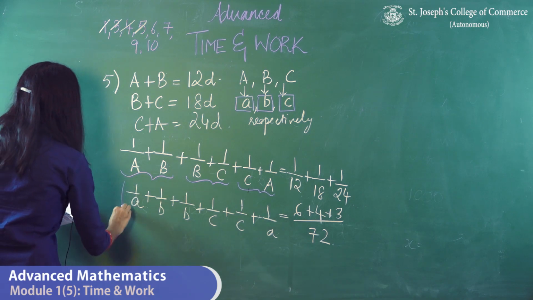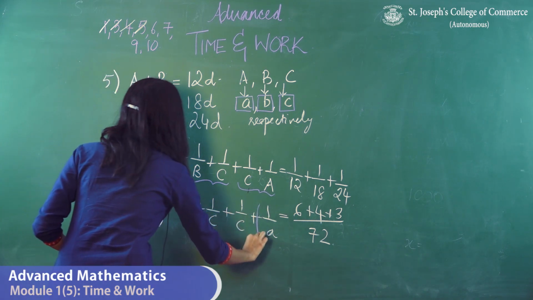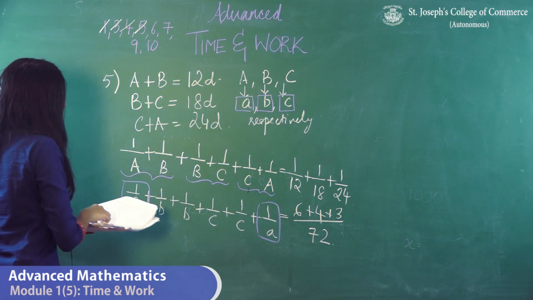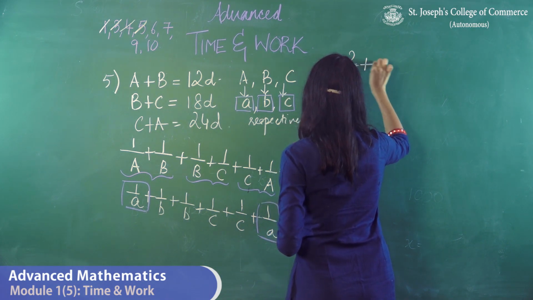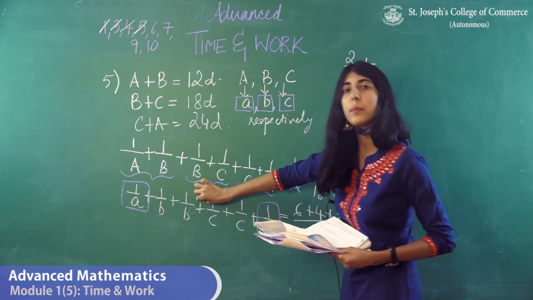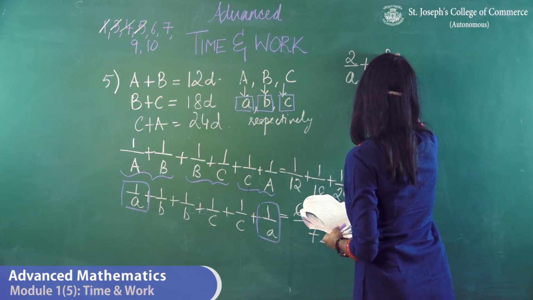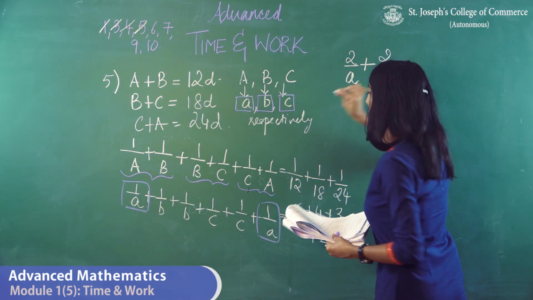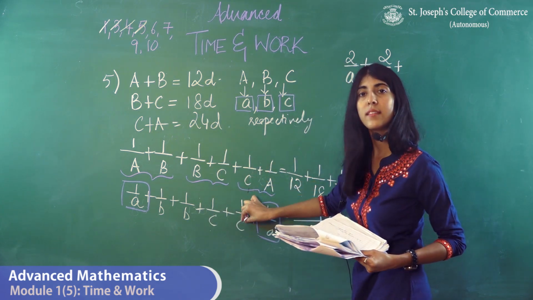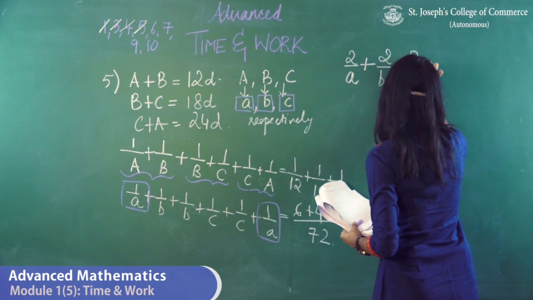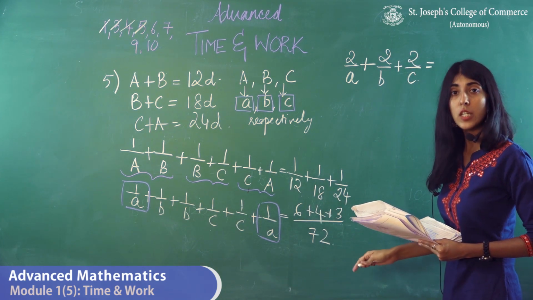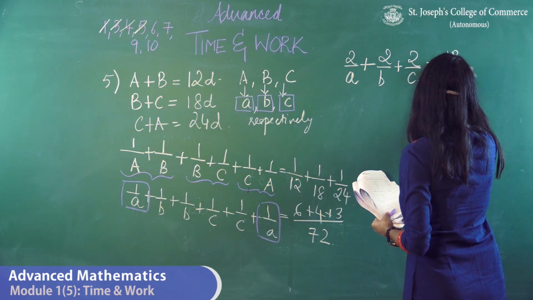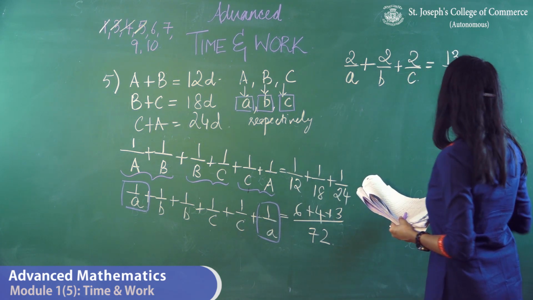1 by a plus 1 by a will give me 2 by a. 1 by b plus 1 by b will give me 2 by b. And 1 by c plus 1 by c will give me 2 by c. 6 plus 4 plus 3 is 13. So 13 divided by 72.